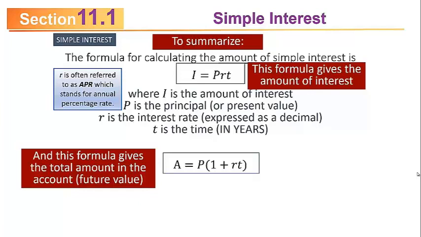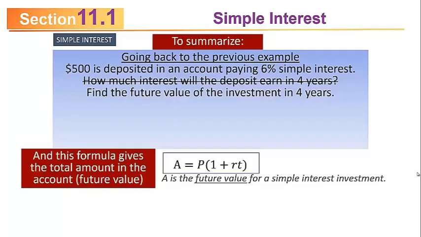That formula will take you directly to the amount in the account without calculating the amount of interest first. You can always calculate the amount of interest first and then add it back to the principal, but if you're only interested in how much is in the account, this is a little faster. That capital A again is called the future value for a simple interest investment. So going back to that previous example, before I wanted to know how much interest would be earned after 4 years. Suppose this time I just want to find the future value of the investment in 4 years.